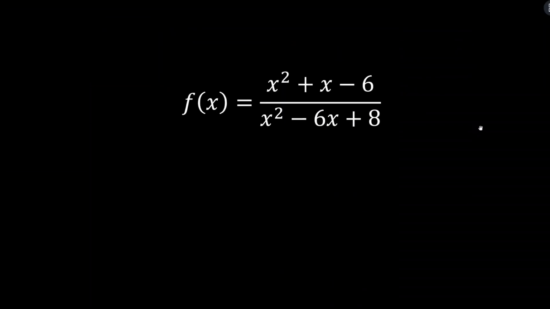Alright, so this is a rational function. It's a very common type of function we work with when we're talking about limits, and this is because they have interesting discontinuities like holes and asymptotes.